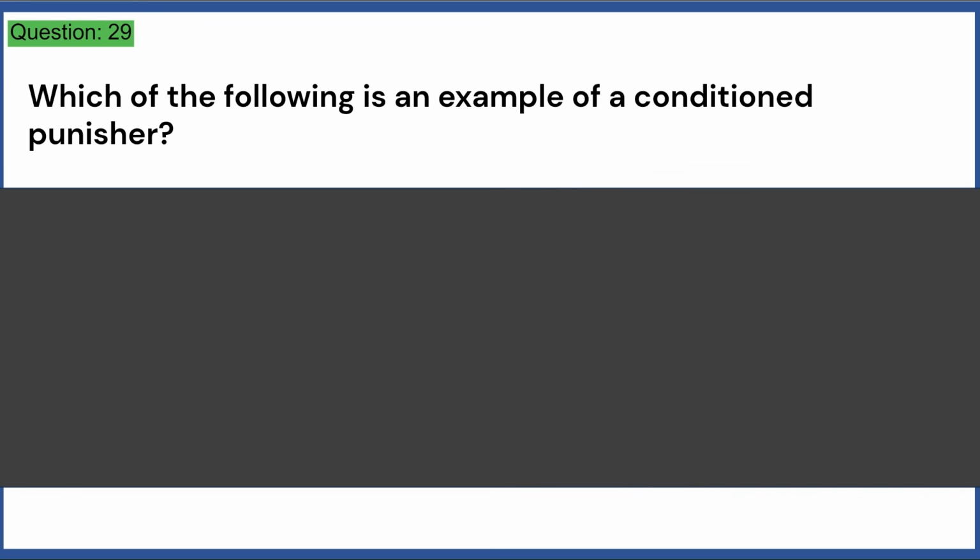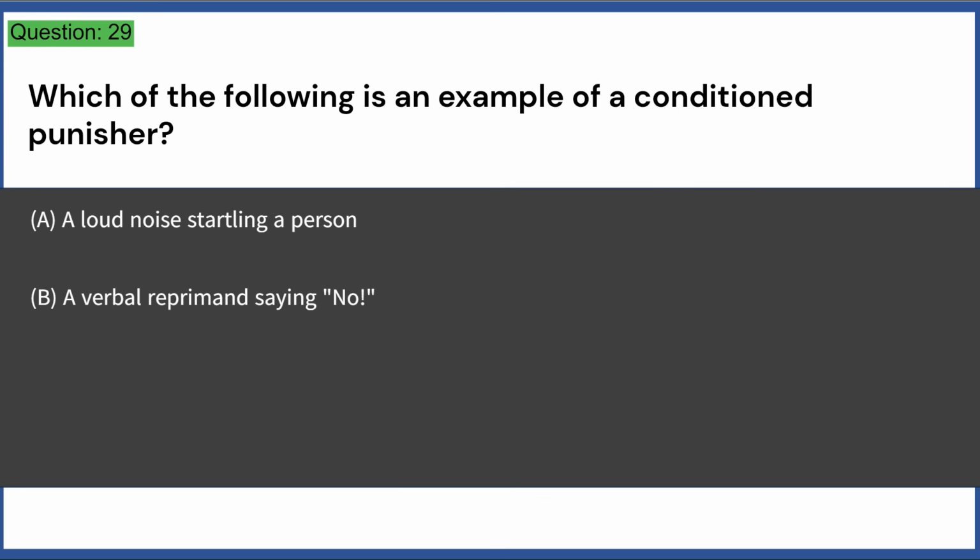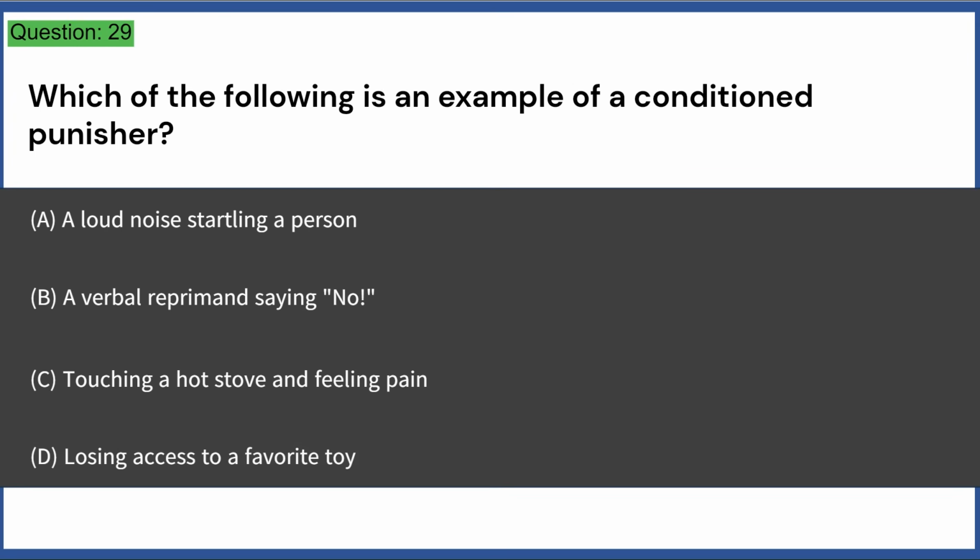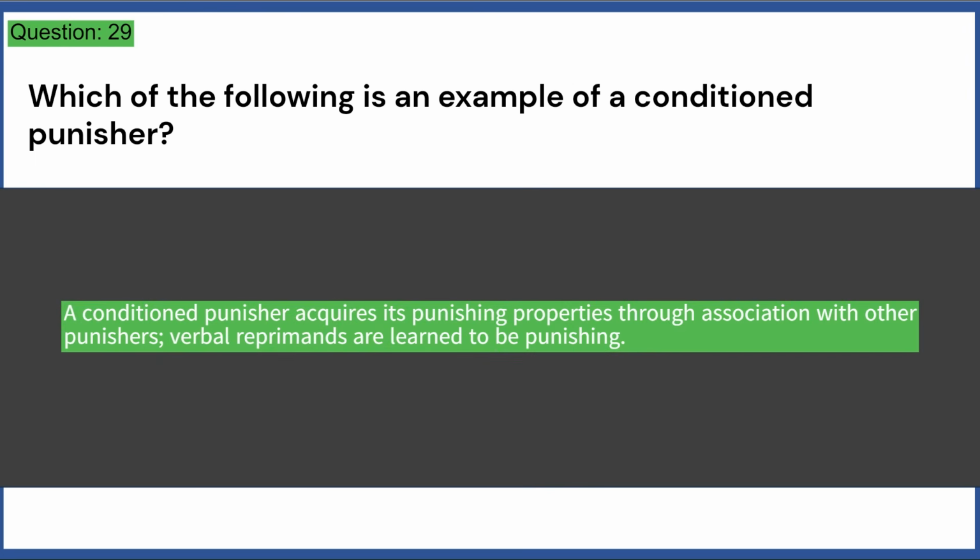Which of the following is an example of a conditioned punisher? A. A loud noise startling a person, B. A verbal reprimand saying no, C. Touching a hot stove and feeling pain, D. Losing access to a favorite toy. Answer, B. A conditioned punisher acquires its punishing properties through association with other punishers. Verbal reprimands are learned to be punishing.